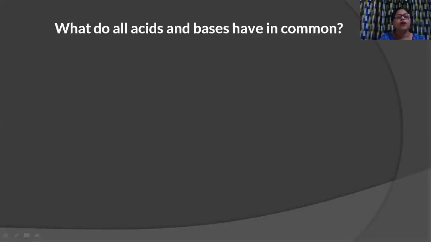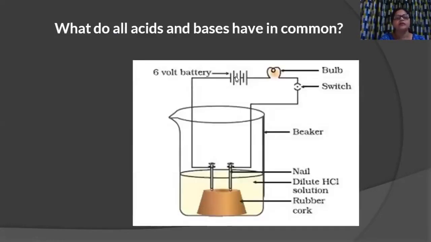What do all acids and bases have in common? We have discussed that acids and bases are opposite to each other. They show different types of reactions. But here we will find out what things they have in common. For that we have to understand one activity which is given in your textbook.